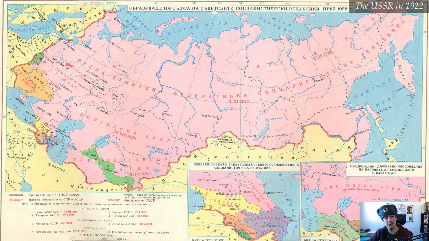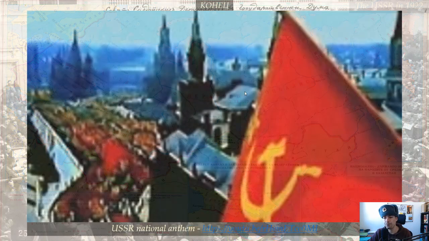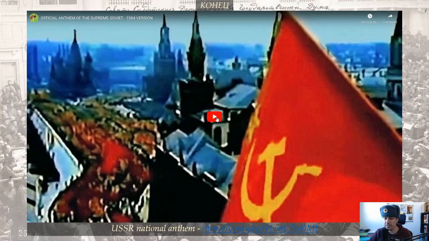This is the Soviet Union in 1922 when it was formed, and later they will gain some more territory. They will re-annex the Baltic republics, and later they will gain territory here after World War II. But at this moment, this was the extension of the USSR. And the end. This is the Soviet national anthem, maybe the best anthem in the world. I have no proof, yet I have no doubt about it.